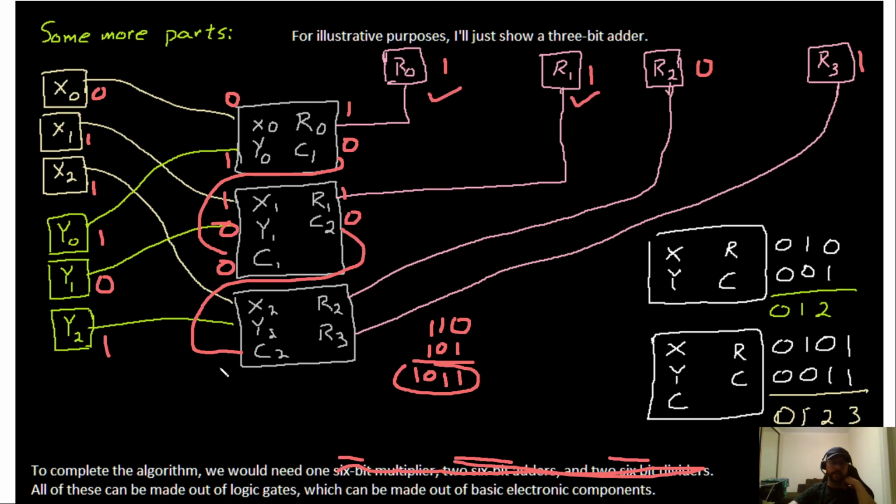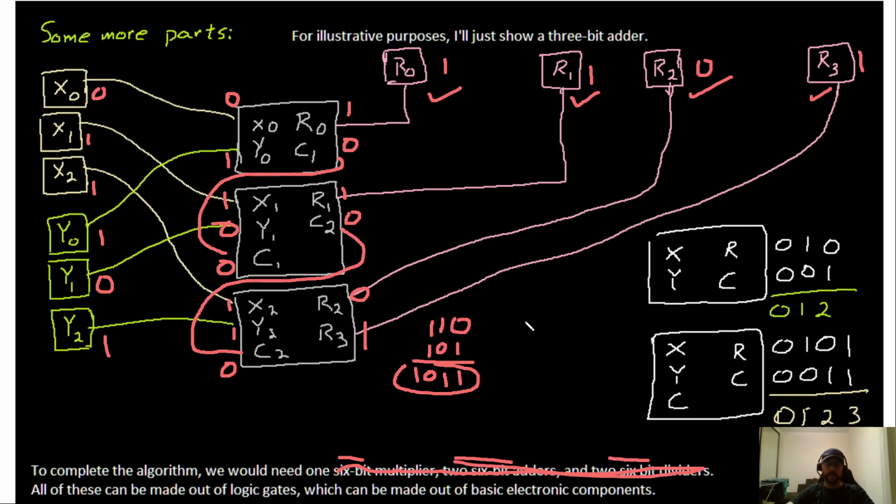So now on this side, we have 0. Y2 is 1. x2 is 1, so we have a total of 2 coming in, and this is a full adder. It has 3 inputs. So when we have 2 coming in, we output 0, 1. 0 goes up to here, that checks out. 1 goes to here, that checks out. And so I think that's enough to show how the algorithm works for solving this problem using circuit design.